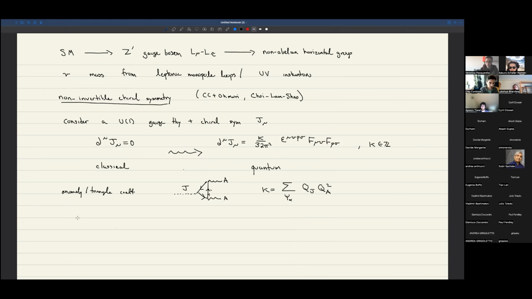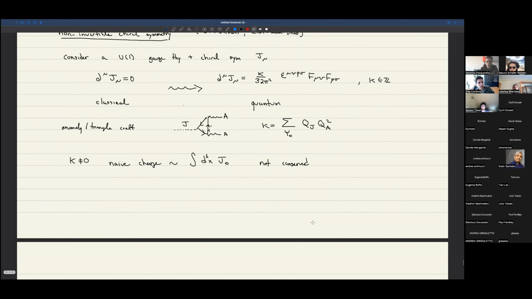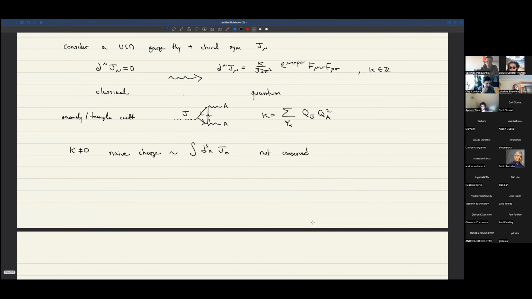So if K is not 0, then the naive charge is not conserved. So what was the naive charge? It was the integral over all of space of J0. And the problem with this naive charge, it's not really a good charge. Okay, so all of that is kind of ancient history.